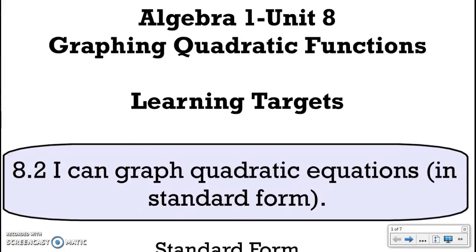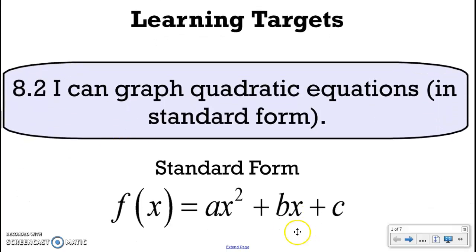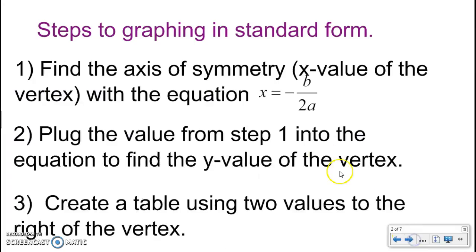Okay, today we're going to continue what we started with the previous lesson, and we're going to actually graph quadratic equations in standard form. We will actually learn 3 different forms of quadratic equations, but this is the first. If you recall, in the previous lesson we talked about how to find the axis of symmetry by using the formula the opposite of b over 2a.